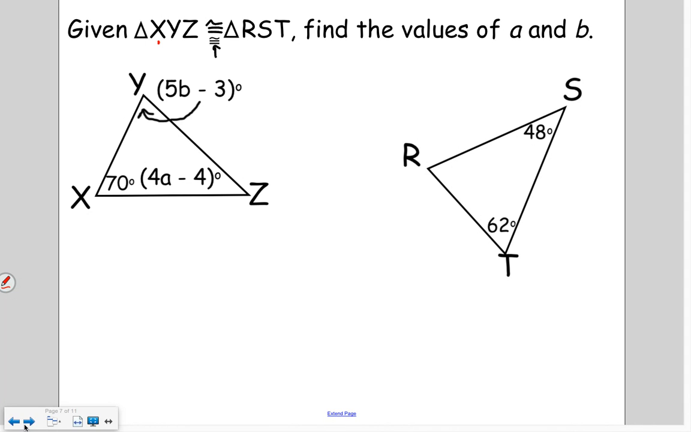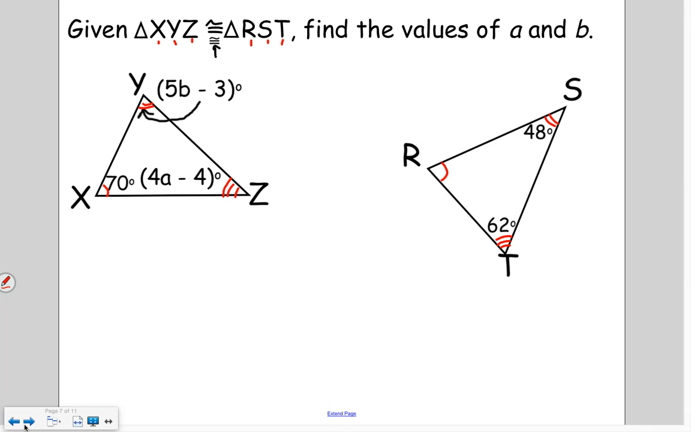X corresponds with R. So those are single arcs. Y is congruent to S. I'm going to make those doubles. And Z is congruent to T. Make those triples. Now this may not be drawn to scale. We just got to go with it. Okay? So it might not be drawn to scale. We got to roll with it here.